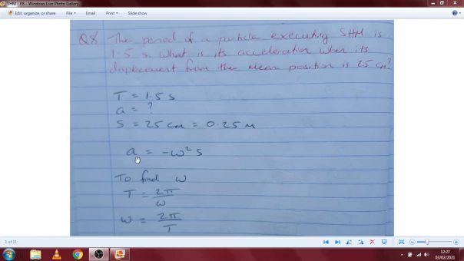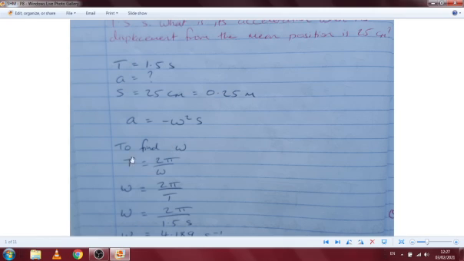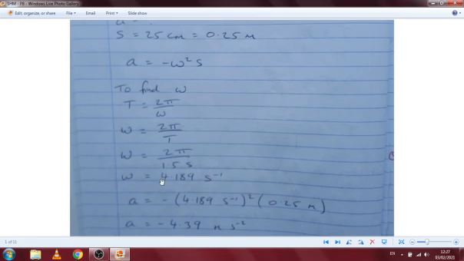So I have A and S, so that will allow me to find omega squared or omega. So A is equal to minus omega squared S. I would like to find omega because I'm looking for acceleration, so I'll need to use the period to get what omega is. So my formula is the period is equal to 2 pi over omega. Cross multiply and divide, we get omega is 2 pi over T. I'm told that T is 1.5, so I found what omega is. Omega is 4.187 per second.